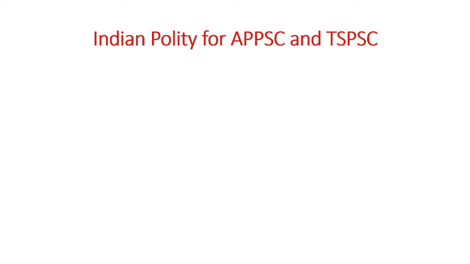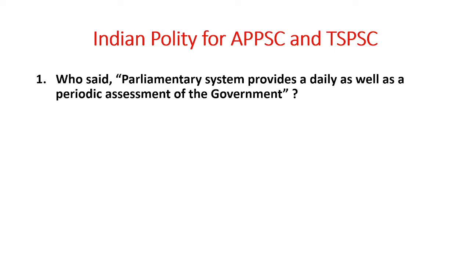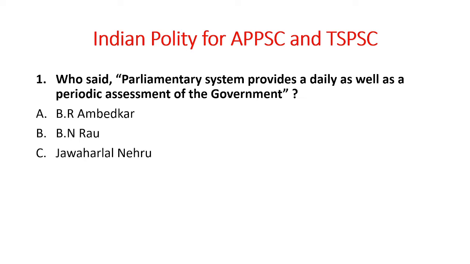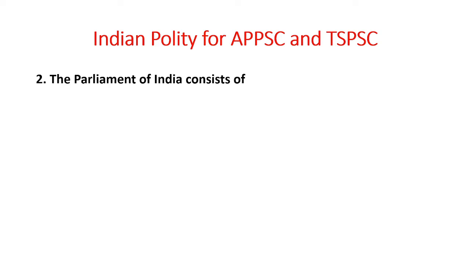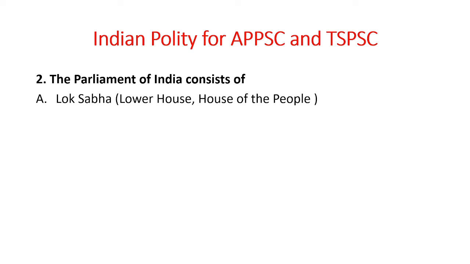In this video, we'll be discussing Indian polity questions which are important for groups as well as essay and constable. So let's start. Who said parliamentary system provides a daily as well as periodic assessment of the government? The options are B.R. Ambedkar, B.N. Rao, Jawaharlal Nehru and Rajendra Prasad. And the answer is Dr. B.R. Ambedkar.